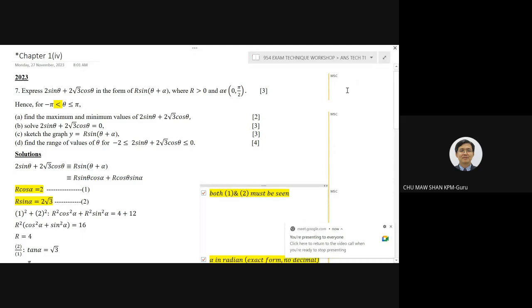2023 number 7. This one: express 2 sine plus 2 sec 3 cos in the form of r sine. So r is definitely positive. The angle alpha definitely must be acute, meaning between 0 and pi over 2. Must be acute. And then it gives another condition for theta: theta must be between negative pi and pi, inclusive of pi.